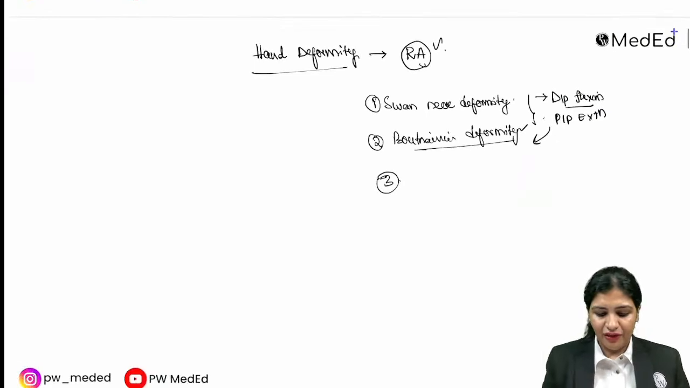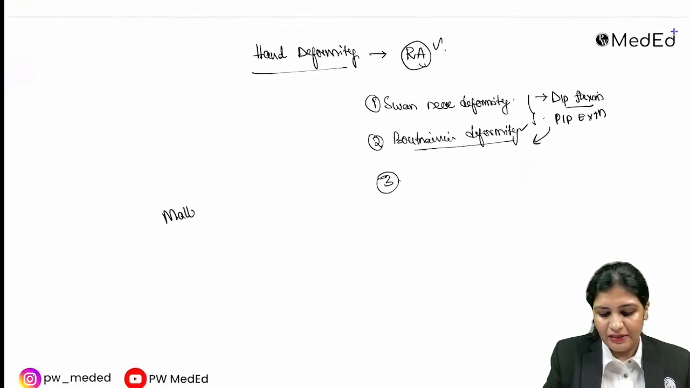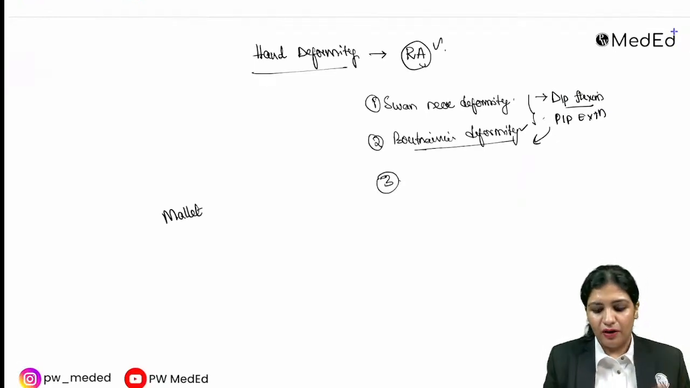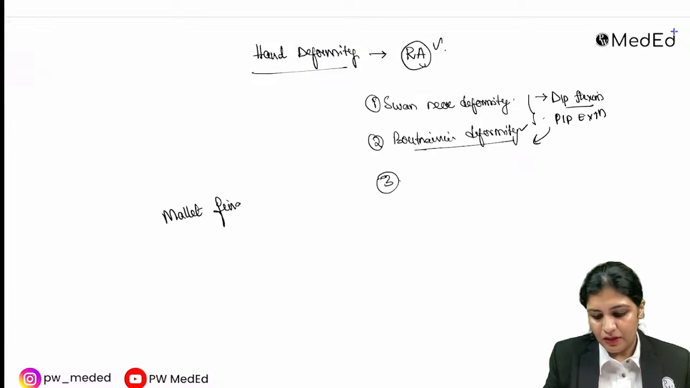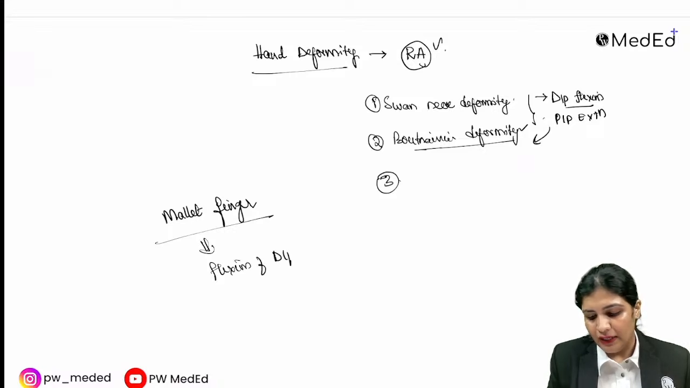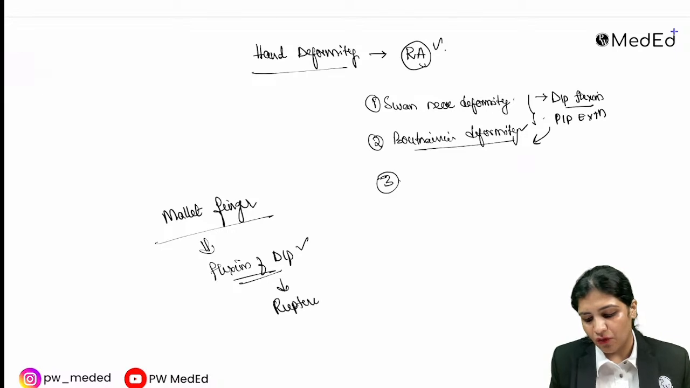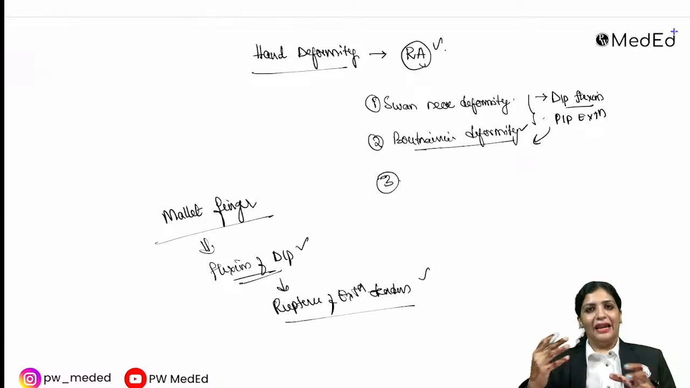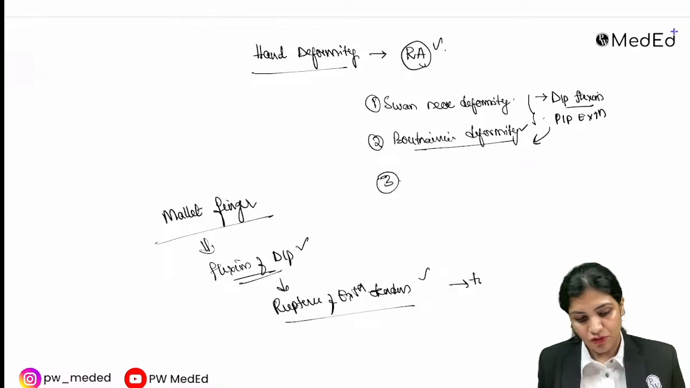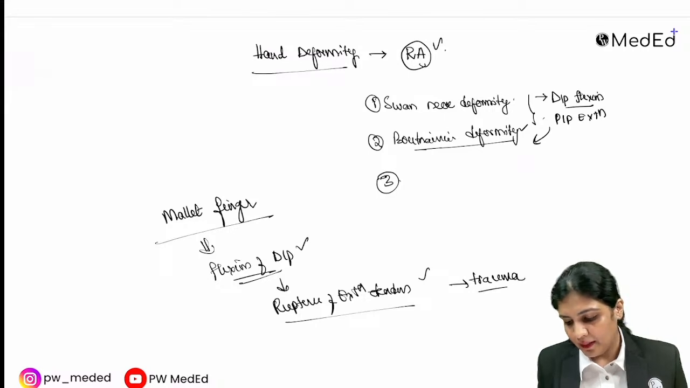So this mallet finger and the Jersey finger are a result of the tendon ruptures, right? So mallet finger is nothing but the flexion of, again, your DIP. This is because of the rupture of the extensor tendon. Rupture of the extensor tendon will cause the flexion, that is called mallet finger. It is usually seen in case of trauma, right?